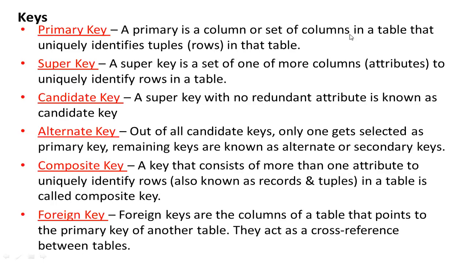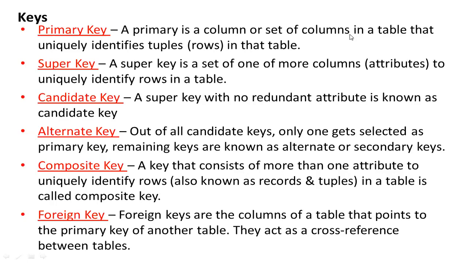Then candidate key: a super key with no redundant attribute is known as a candidate key. In the super key, you generally get a unique identifier, that is, unique values. The condition here is that a candidate key is a super key with no redundant attributes. What do I mean by redundant attributes? The attribute value should not be repeated, and you should not have more than one value there. In that case, you can make it a candidate key.